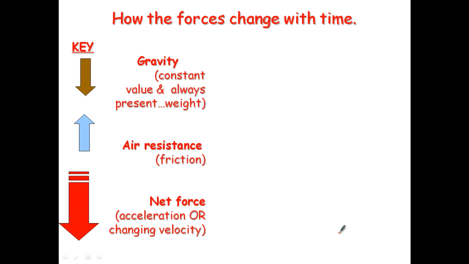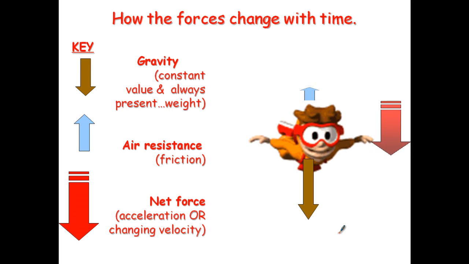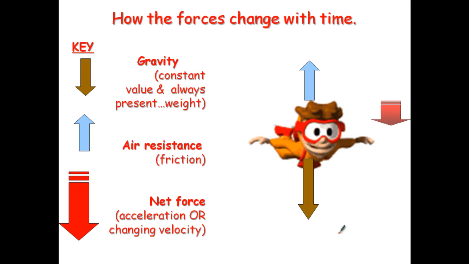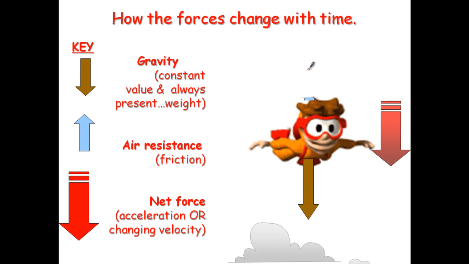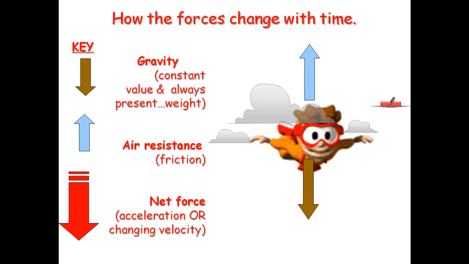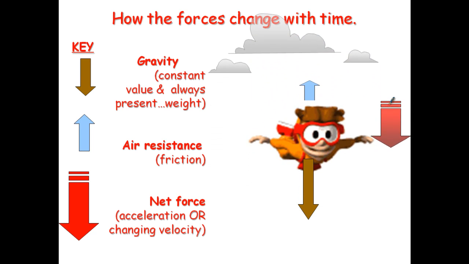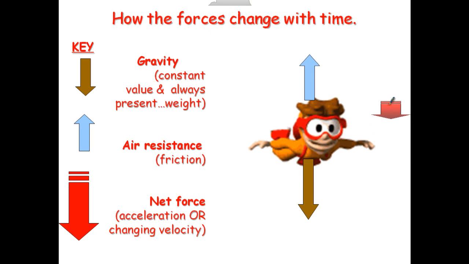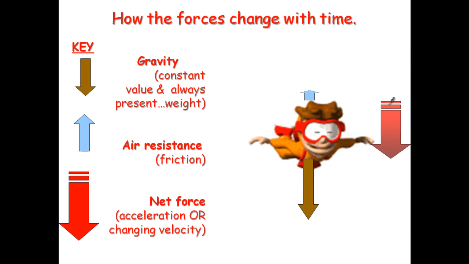So let's see how the forces change with time. You can see this guy, he's falling. You can see the blue arrow getting taller and taller. At the same time, the net force gets smaller and smaller. And at that point right there, his air resistance equals the force of gravity, and his net force is zero.